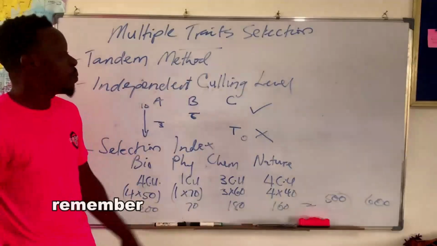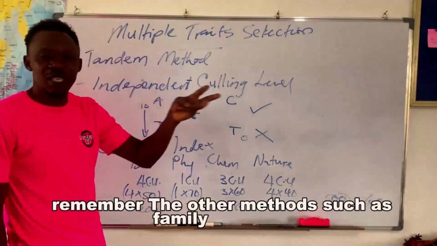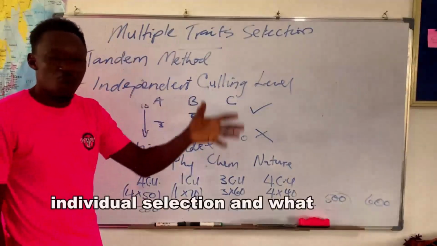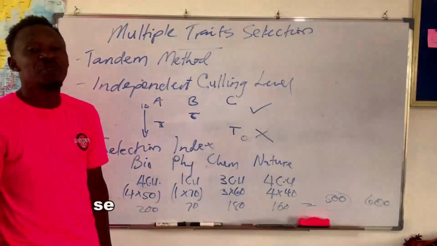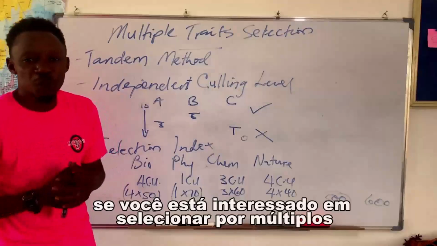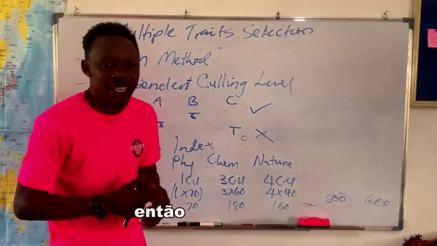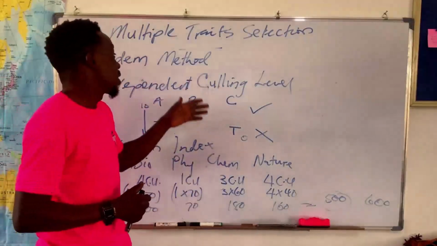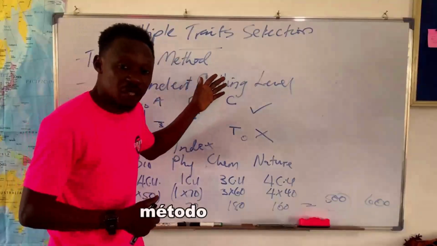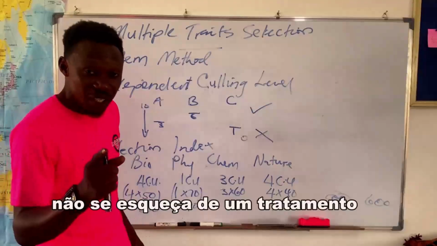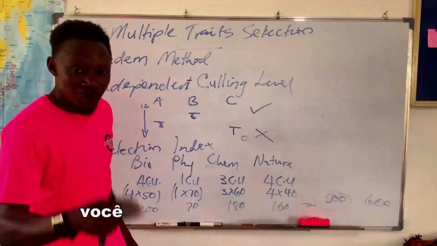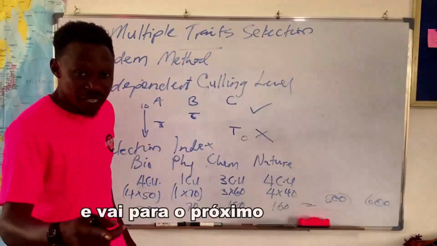So these are the 3 methods that can be used when you want to select for multiple traits. Remember the other methods such as family selection, individual selection, and what have you. Those ones are basically for single traits. But if you are interested in selecting for multiple traits at once, then you use this method of selection, that is tandem selection. Do not forget, one trait is improved at a time. After that, you relax your effort on that and move to the next trait.